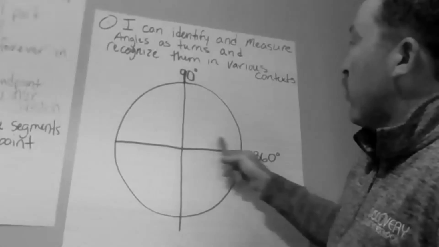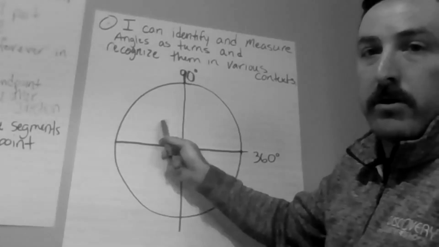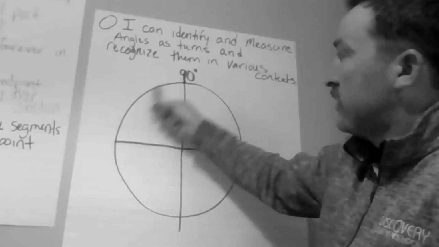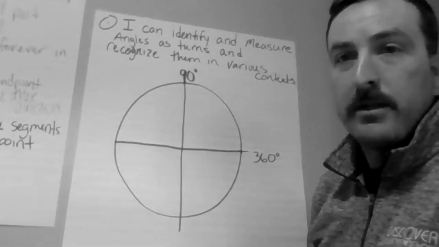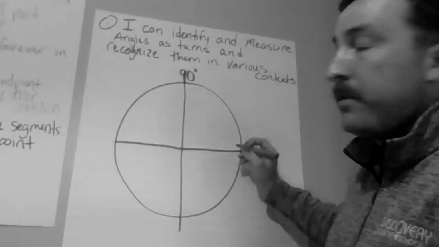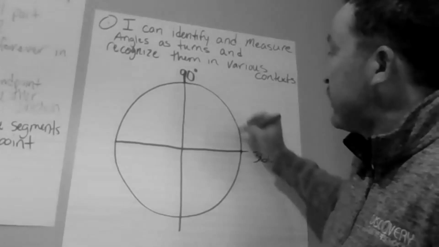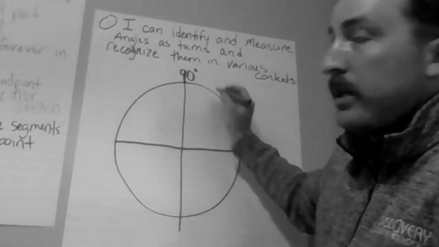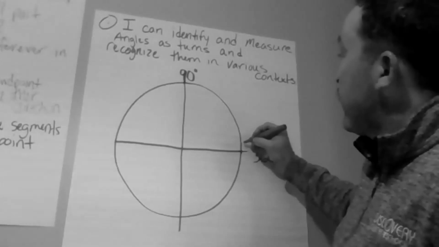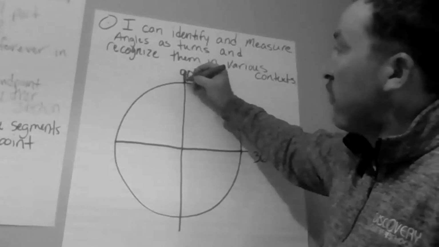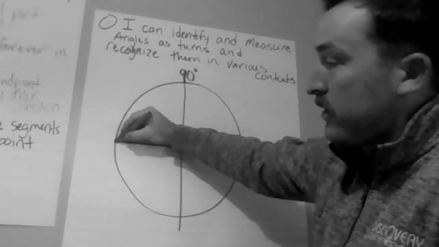Does this quarter look the same or different than this quarter? They look pretty identical to me, right? Because remember, we split them up perfectly in half. So this quarter is actually the same exact distance around the circle as the first quarter. So from here to here is 90 degrees. What do you think from here to here is?